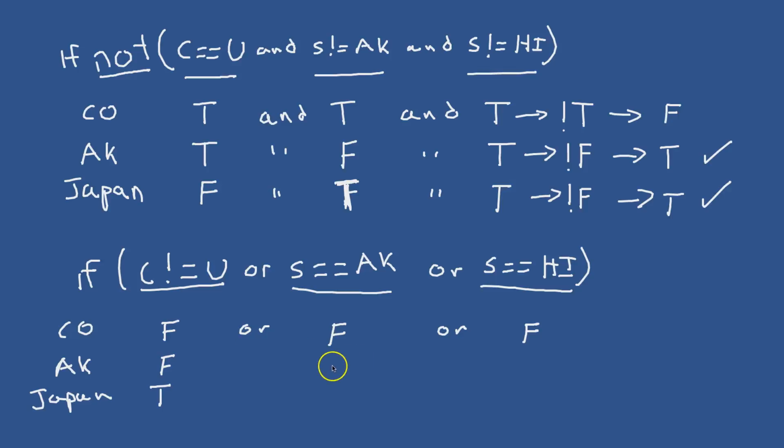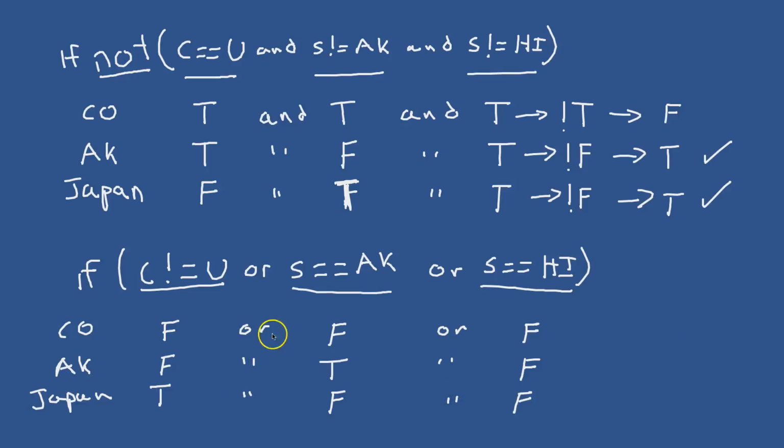How about Alaska? Is Alaska equal to Alaska? Absolutely. Is Hawaii equal to Alaska? No. No one would confuse Hawaii and Alaska. How about Japan? Is Japan equal to Alaska? No, that's false. And is Hawaii equal to Japan? Or is Japan equal to Hawaii? No. So, and we're going to relate these with ors.